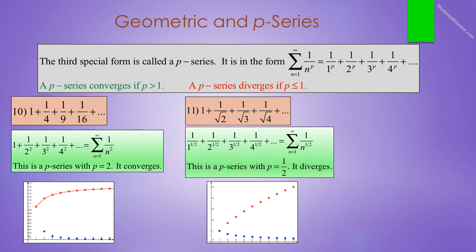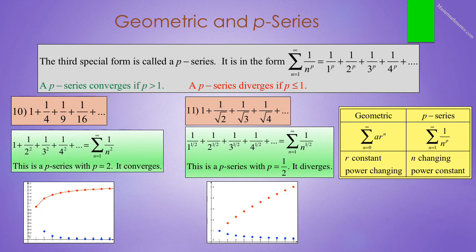Here is a graph of the sequence in blue and the series in red. Notice that the sequence is converging to 0, but the series appears that it is going up forever.